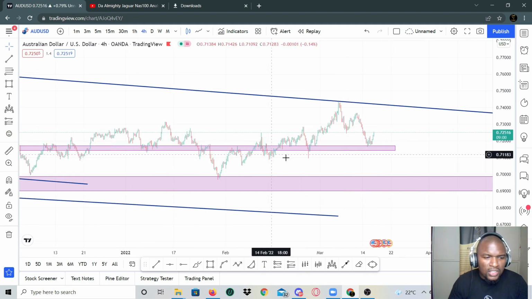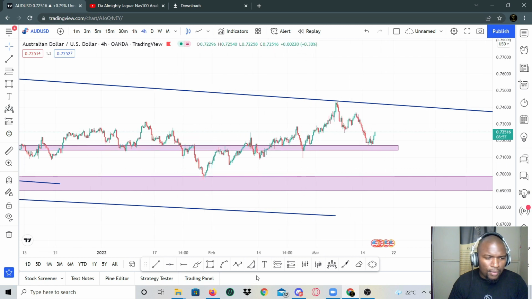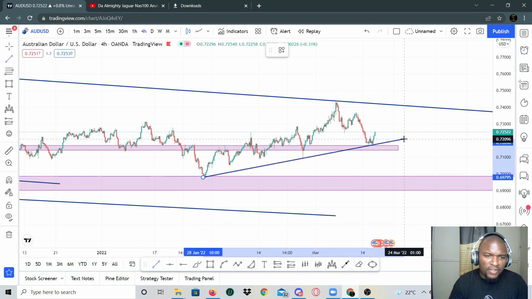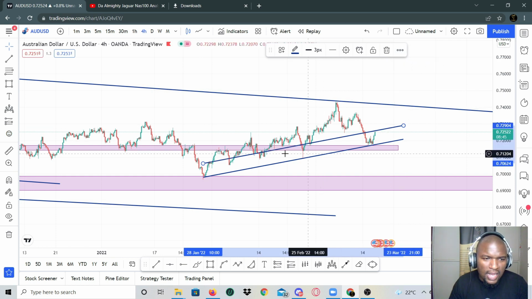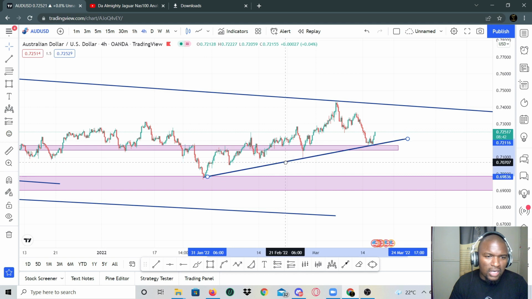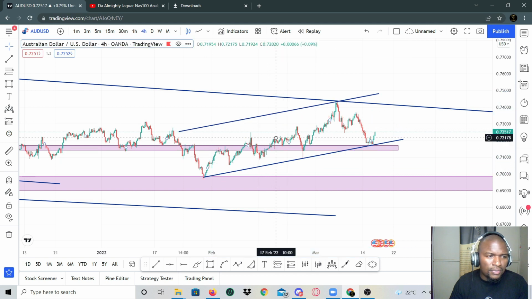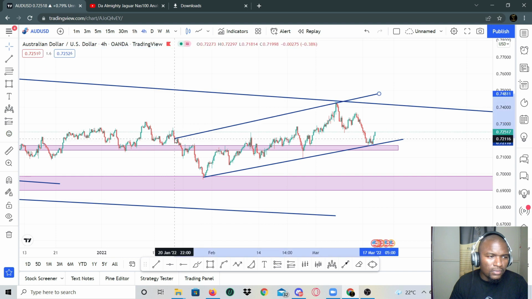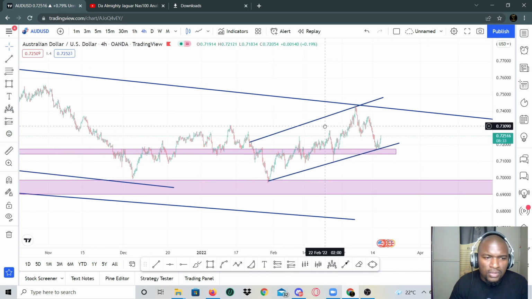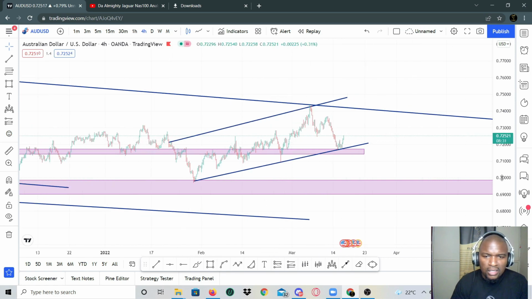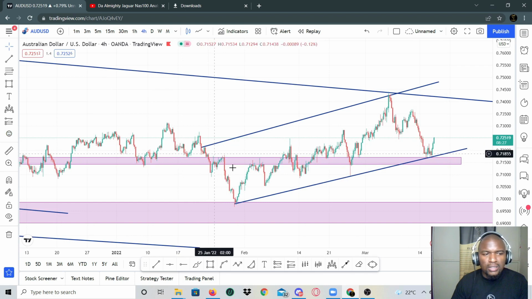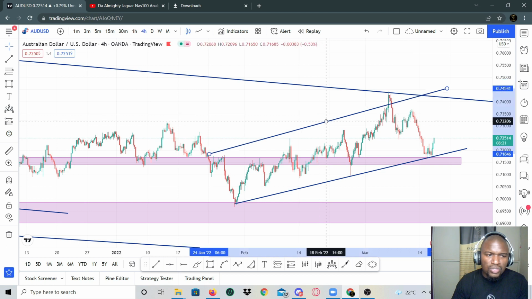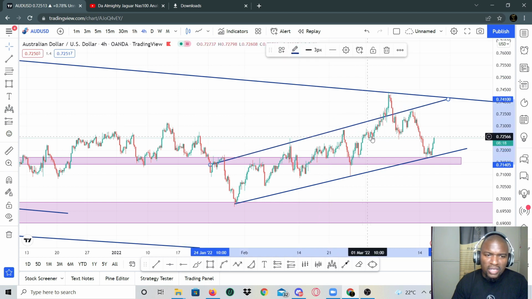Let us check. So what we have on AUD USD right now, we have this beautiful channel right here. Include this one, this is our higher lows. Right there. So you are able to identify and check that AUD USD is ranging in a bullish momentum. It's ranging in a bullish momentum. So we can even come here.